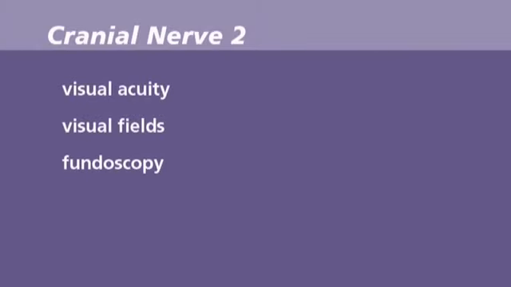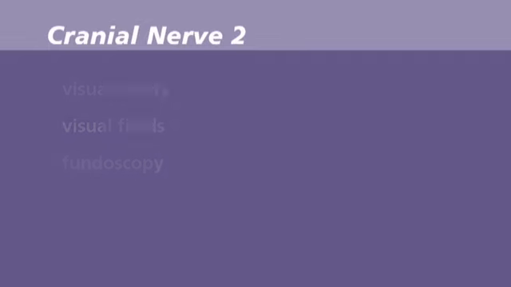The optic nerve is the second cranial nerve. The tested components are visual acuity, visual fields, and fundoscopy using the ophthalmoscope. I will test visual acuity first. If the patient wears spectacles, then testing is done with the patient wearing them in order to correct any refractive errors. I'd like to test your visual acuity.